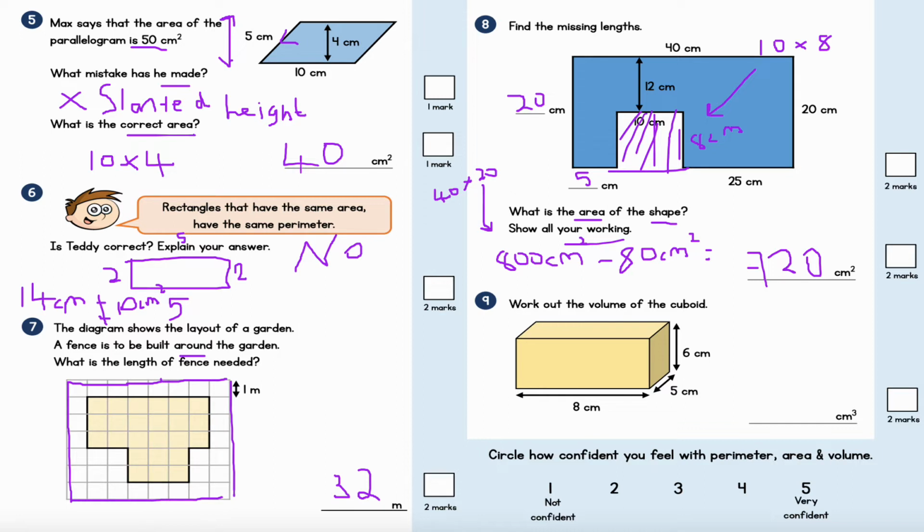So I took it away from the bigger area. 40 times 20 is 800, and 10 times 8 is 80. Okay, this is question number 9, guys. Work out the volume of the cuboid.